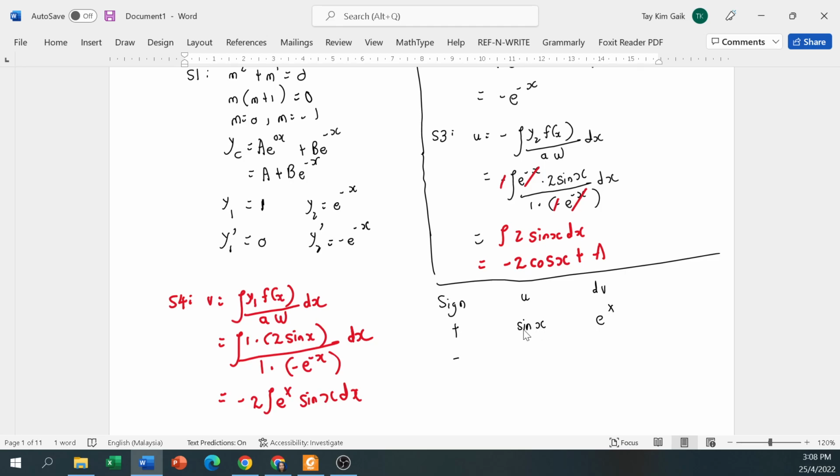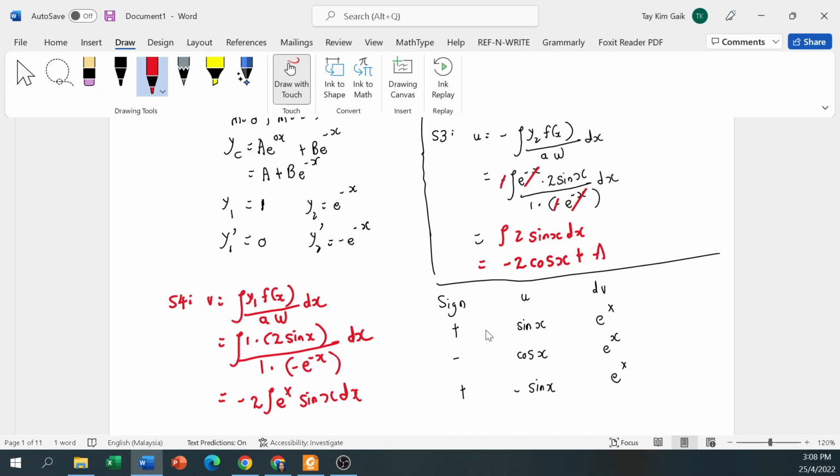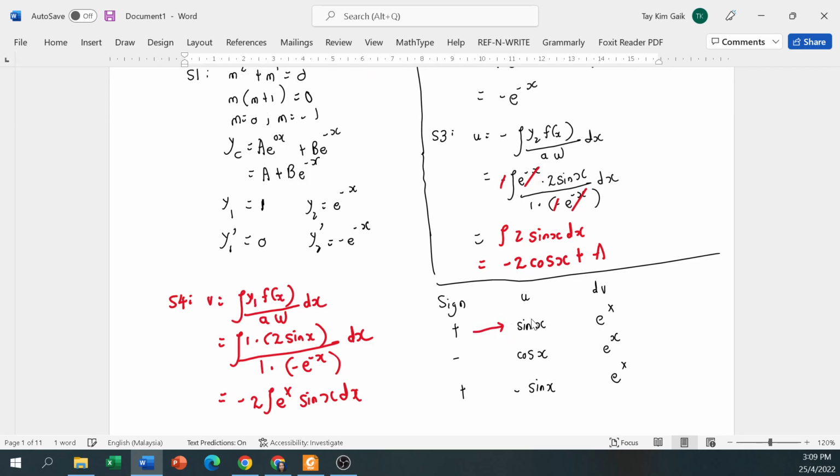So u here, the first is sin x, and then differentiate sin x, you have cos x. Integrate exponent x, still get exponent x. And then plus, differentiate cos, you have negative sin x. Integrate exponent x, you have exponent x. If u is not a polynomial, you normally just do 3 rows, where you get back the same term as in the first row, but of course the coefficient is different. You see here sin x, exponent x, then you stop. If u is a polynomial, then you differentiate until 0, then you stop.